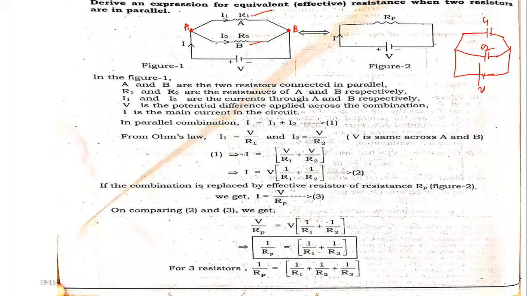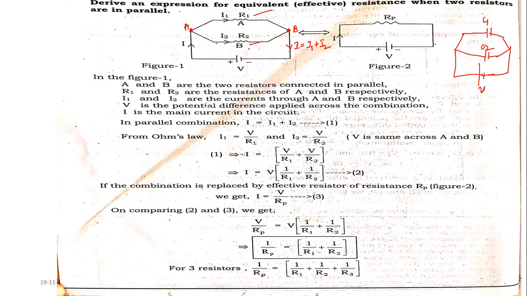So again, the potential across this battery will be V and the current in this circuit will be I. When the current comes here, it is divided. Across this R1, I1 will be the current; across this R2, I2 will be the current. When it comes back to this point, it will come out as I is equal to I1 plus I2. Okay, in this figure A and B are the two resistors connected in parallel.